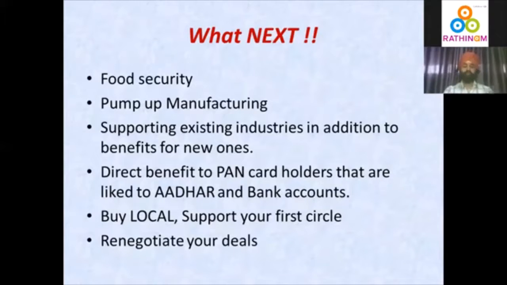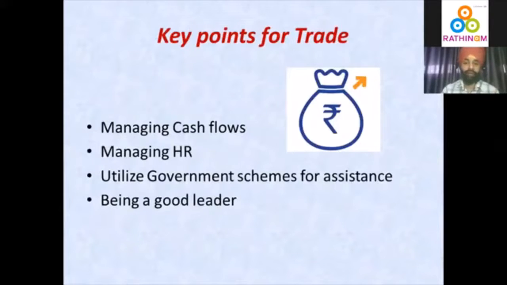What next? Food security, we are doing a much better job. Pumping up manufacturing is something that we really need to do. We need to support the existing industries. We need to ensure that there is new manufacturing to take care of global demand. Direct benefit to PAN card holders that are linked to Aadhaar and bank accounts. Let citizens get the funds. Let citizens deploy these funds. Buy local, support your inner circle, support your surroundings. Renegotiate your deals. I'm sure your customers, your suppliers, your vendors are suffering similar problems as you are. Speak to them. They will be more than happy to support and find a way out.